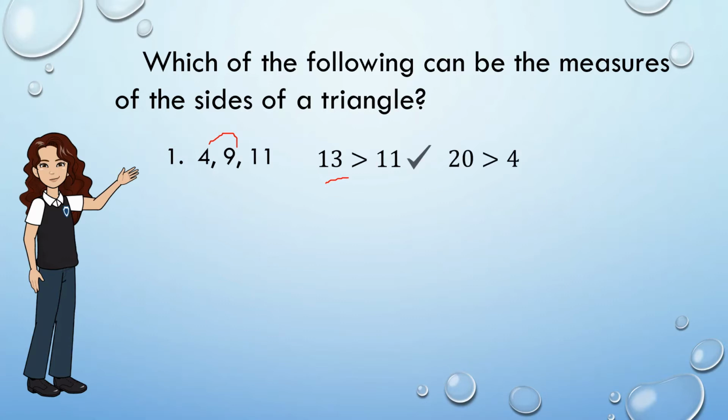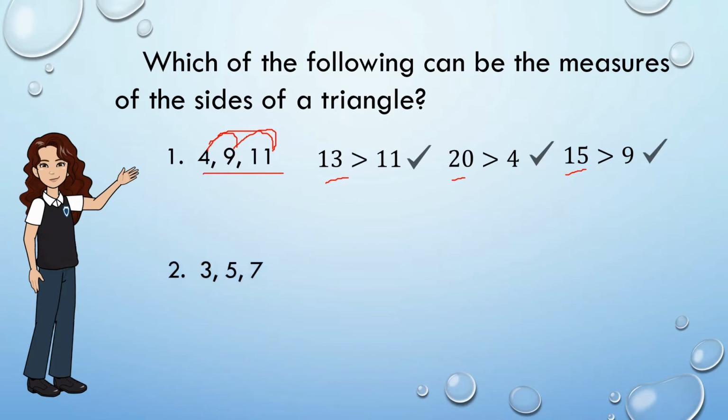How about this one? Let's try 9 plus 11, which is equal to 20, greater than 4. So it is also correct. The next one is 4 plus 11 is 15, which is greater than 9. So it is also correct. Meaning, these three sides can make a triangle.